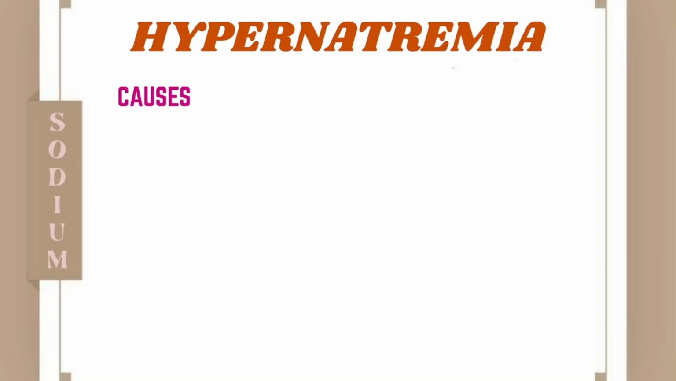So for causes, the mnemonic is HIGH SALT. High salt. Hyper means high. Natremia is concerned with sodium, that means salt. So the mnemonic for causes is HIGH SALT.